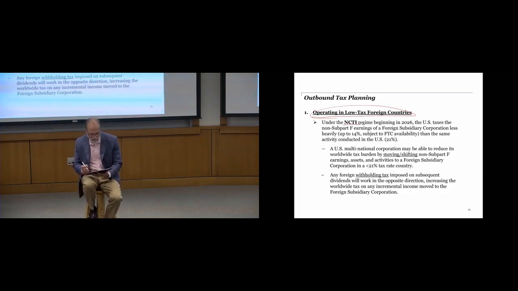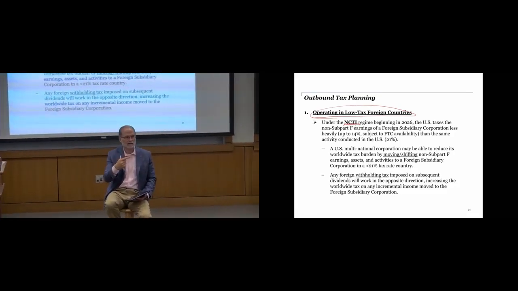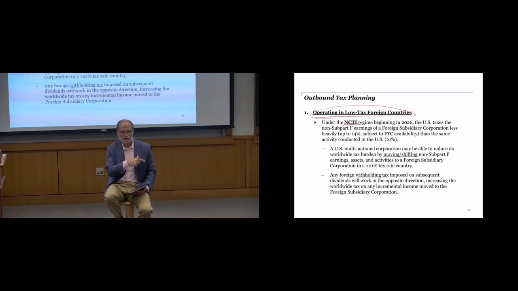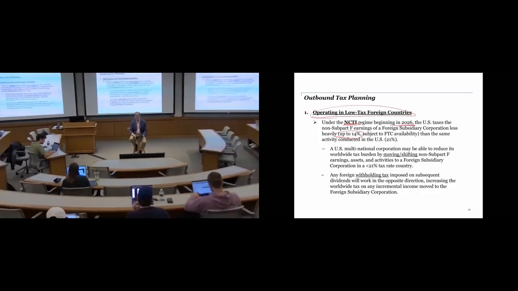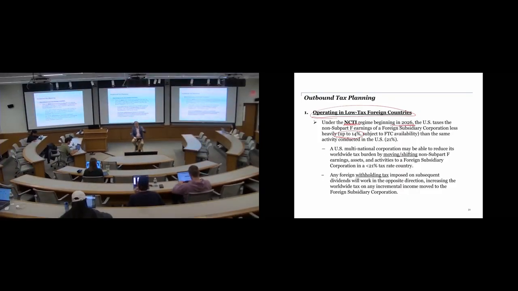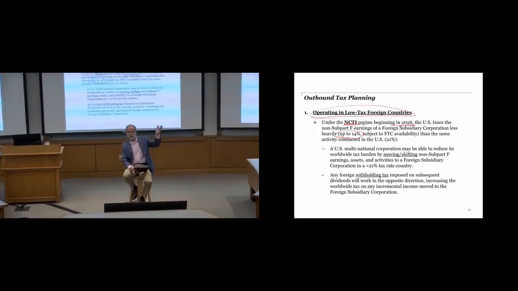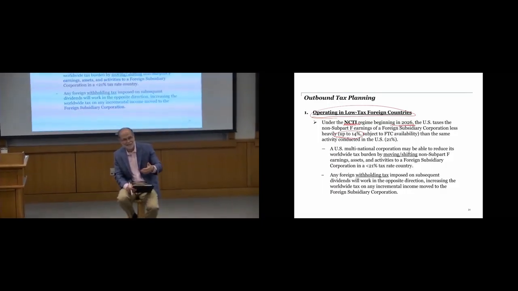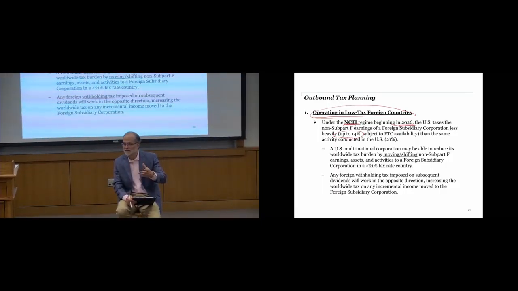Okay? So remember, I'm looking at this from a prospective standpoint, right? Because if you're planning, anything we can do about 25, 25 facts have already happened. So the only planning we can do is from April 1st, April Fool's Day, forward, right? So we're in the net CFC tested income regime from the One Big Beautiful Bill. So beginning in 26, the U.S. taxes non-subpart F earnings of a foreign subsidiary less heavily. We only tax that up to 14%, right? So remember back to our anti-deferral regimes. Yes, we include the income currently in the United States, but we don't tax it all the way to 21. We tax it less heavily. We tax it up to 14%.